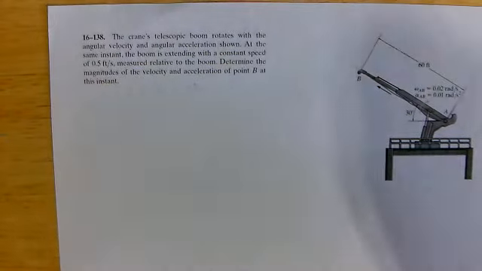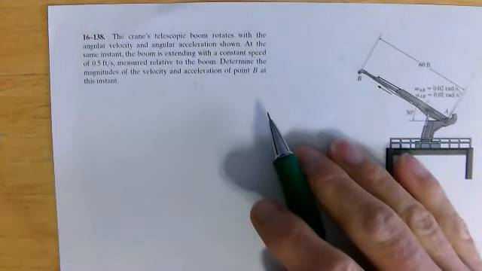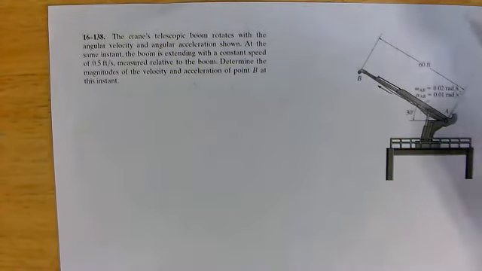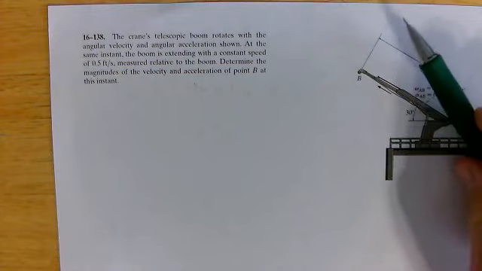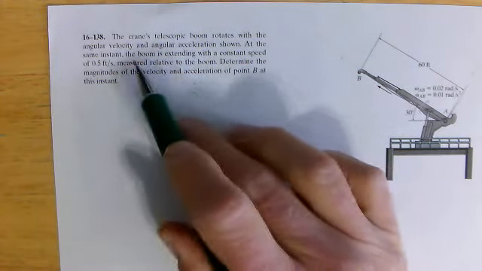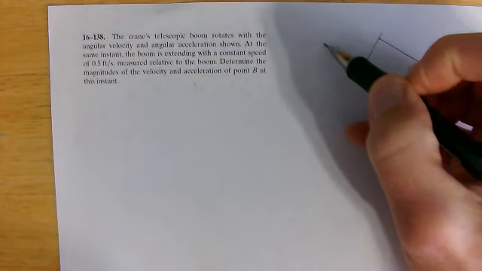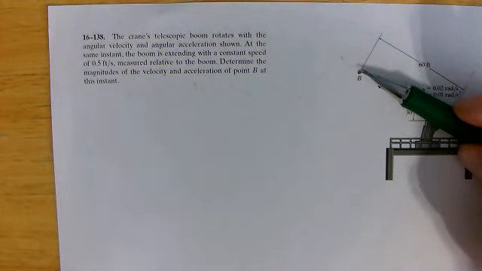Okay, here we have the crane's telescopic boom rotates. It has an angular velocity and angular acceleration. So this is rotating like this. At the same instant, the boom is extending with the speed. So this is going out. So really it's going like this.